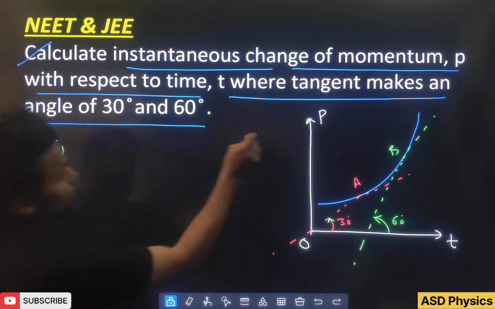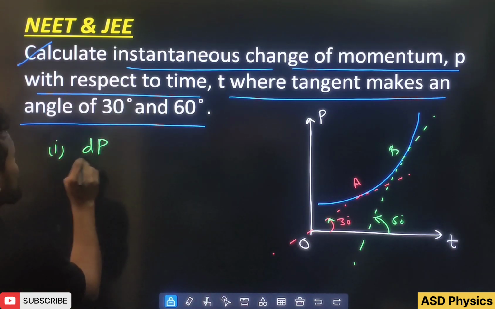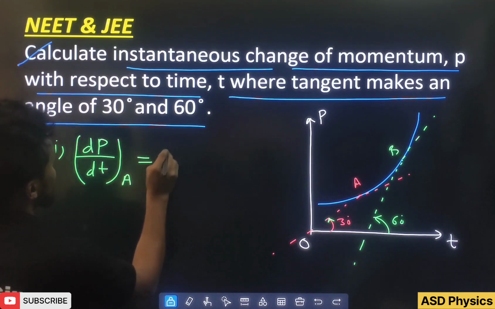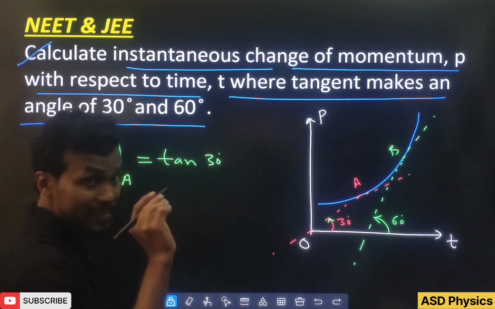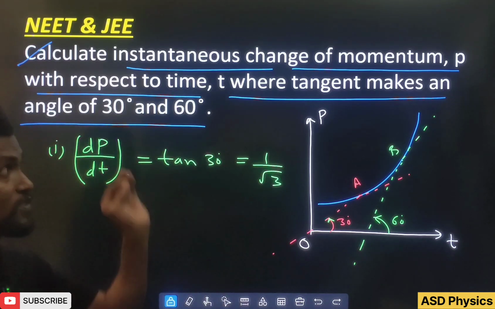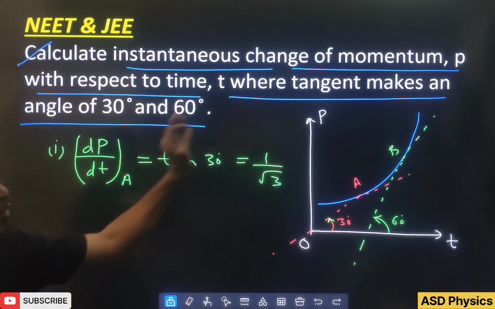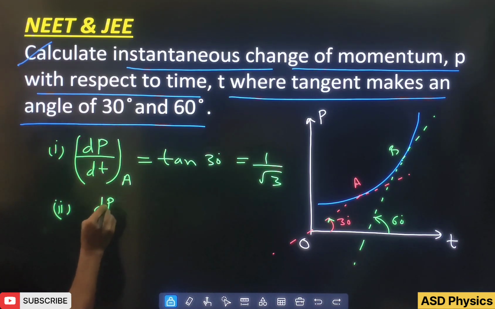Okay, so if I write the first one, what they are asking is the change of momentum with respect to time. So here P and t are there. This is given by dP by dt. What is this? dP by dt at which point? Point A. How much angle is there at point A? 30 degrees. Tan 30 degrees, how much value? 1 by root 3. Is it? This is the rate of change of momentum P with respect to t at point A where the angle is 30 degrees.